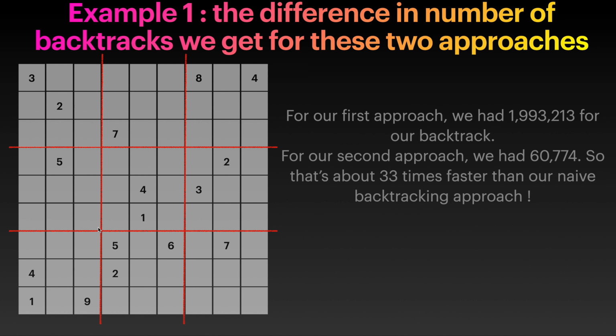And if you look at this one, I just pulled this out from some Sudoku app, and this is one of the really hardest problems. If you use the naive approach, the traditional backtrack approach, the number of times we have to backtrack is nearly 2 million. But if we use the second approach, then we do roughly 60,000. So that's about 33 times faster than our naive backtracking approach. I find this approach really powerful. And let's look at the Leetcode problem.